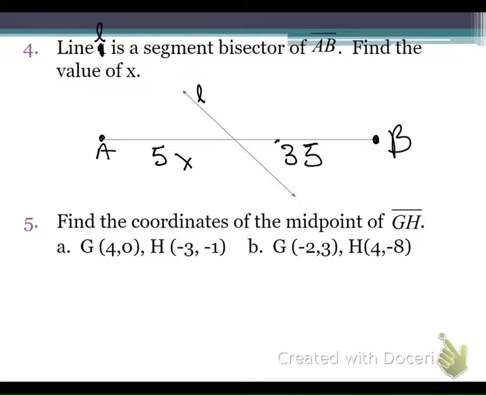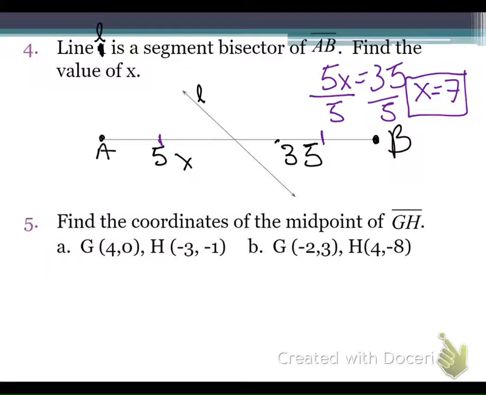Our first step up, we see that line L is the segment bisector of AB. So if it's a segment bisector, what do we know about these two parts? That they are going to be congruent. So remember that we marked that with that little tick mark. You're going to show that you know they're congruent. Since they're congruent, what can we do? Set them equal. So we have 5x equals 35. Next step. Divide by 5. X equals 7. And so this is all the question actually asked, was for you to find that.